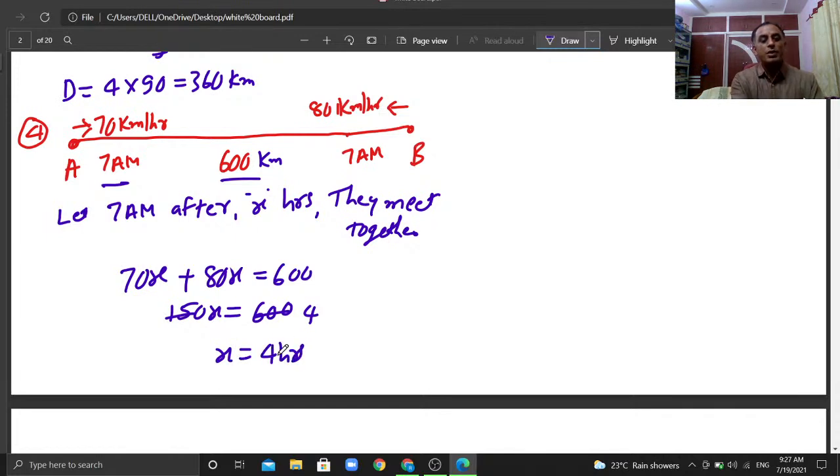So at what time do they meet together? Is it 4 p.m.? No, they started at 7 a.m. Both the persons started at 7 a.m. Therefore 4 hours after 7 a.m. is equal to 11 a.m. Therefore, both the persons will meet together at 11 a.m.